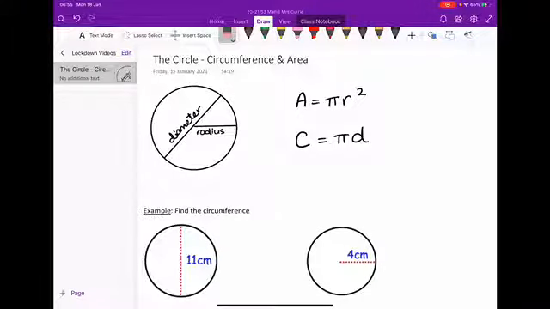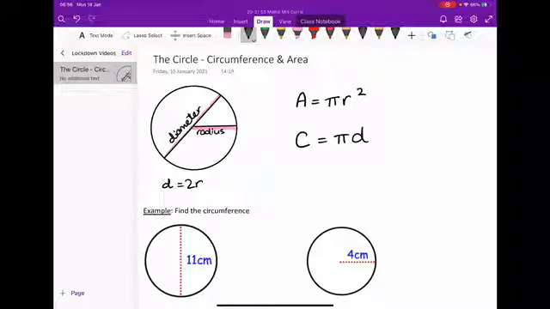This is just a reminder of how we work out circumference and area for circles. So I'm just going to talk you through a few examples. Just a quick reminder that the diameter of the circle goes the whole way across through the centre of the circle, so that's your diameter, and the radius is from the centre to the edge of the circle. So the radius is half of the diameter, or the diameter is 2 times the radius.